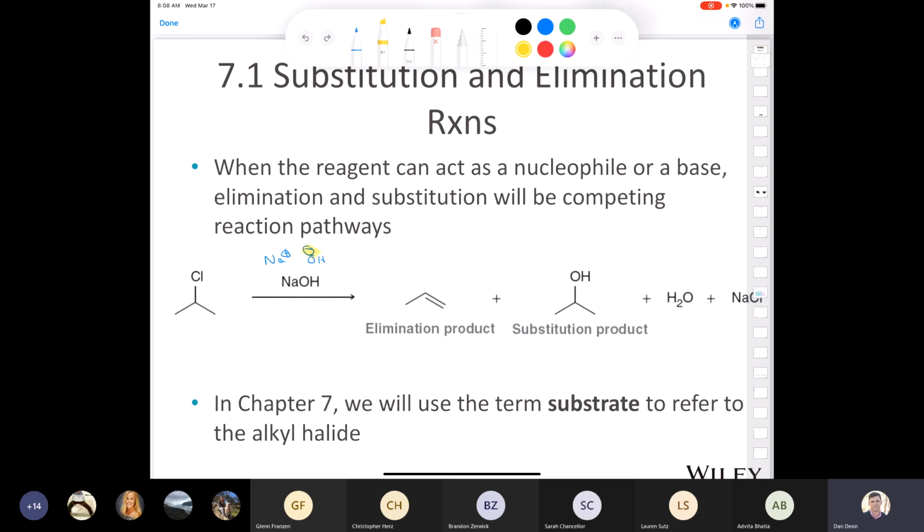All right. Also, a word that you're going to hear me say a lot in this class is substrate. And substrate is just referring to the alkyl halide. So this is our substrate.